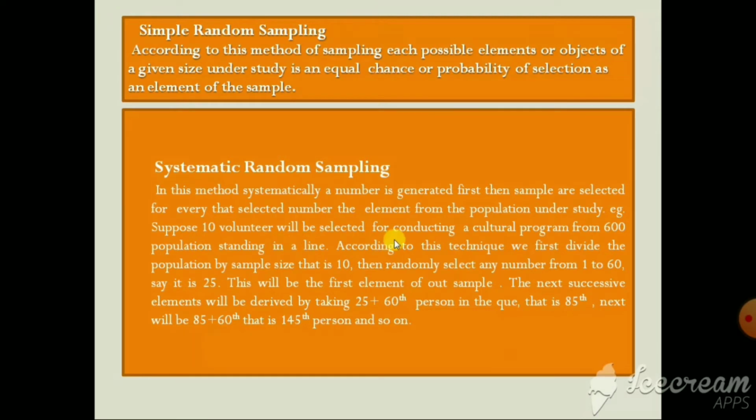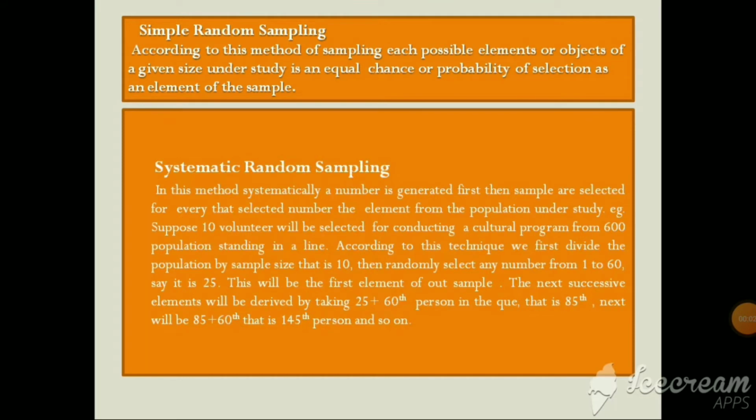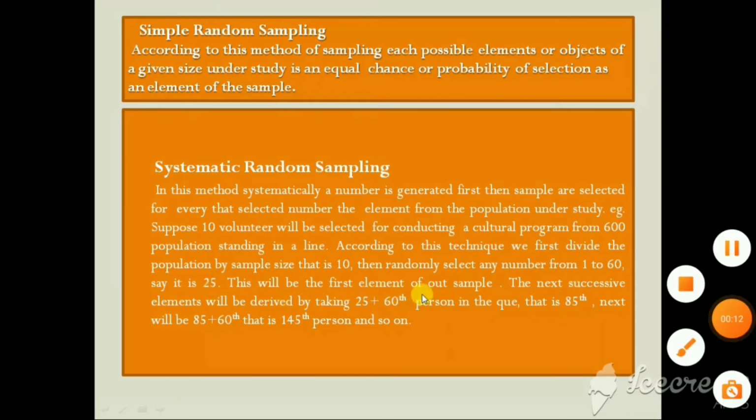For example, suppose 10 volunteers will be selected for conducting a cultural program from 600 population standing in a line. According to this technique, we first divide the population by sample size, that is 10, then randomly select any number. After the division, we will get 60, then randomly select any number from 1 to 60. Say suppose this is 25. This will be the first element of our sample.